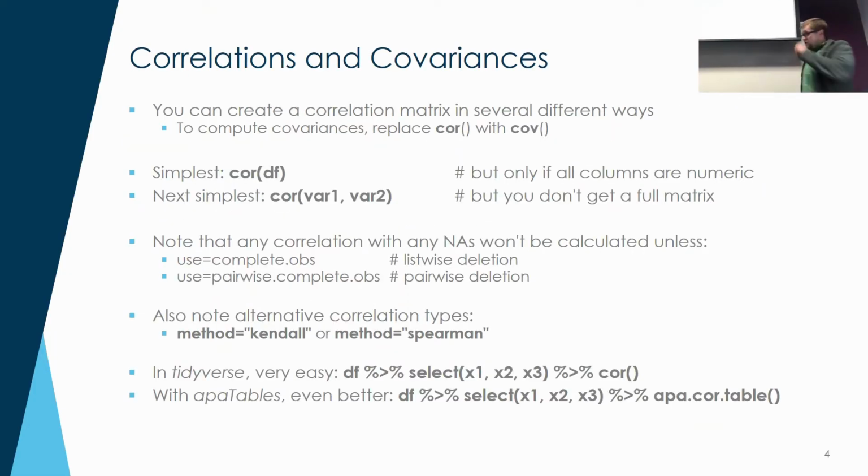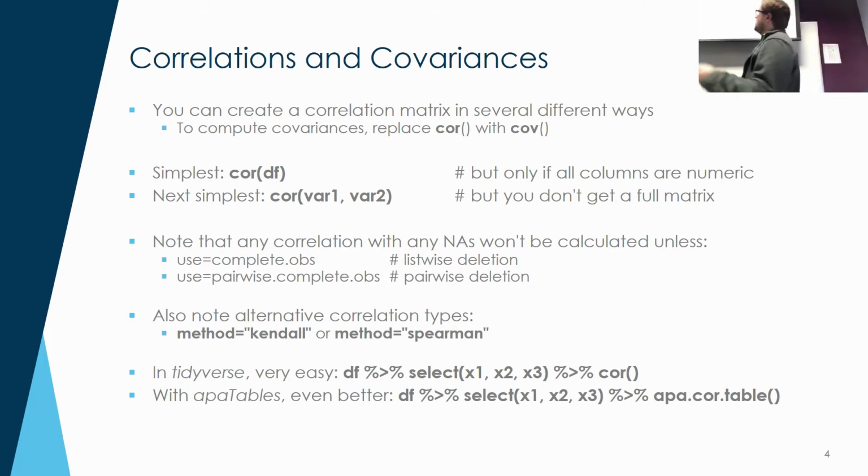Okay, correlations and covariances. This is real easy. There are two basic ways to do correlations and covariances. One is to give an entire data frame. Two is to give two specific variables that you want to calculate one between. You can use either cor or cov. cov will give you the covariance matrix, of course, just unstandardized correlations, or cor will give you the correlations.